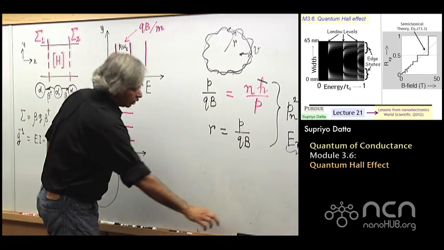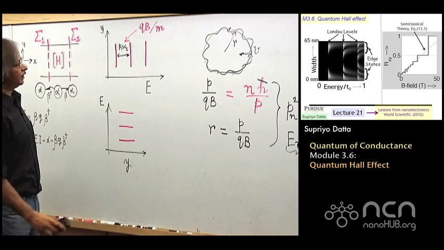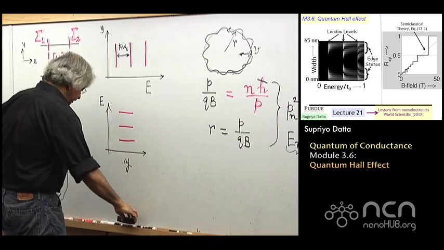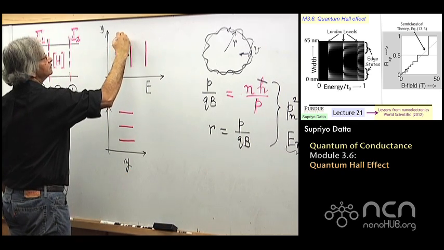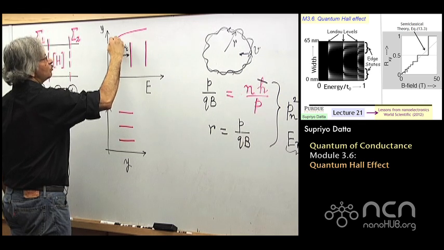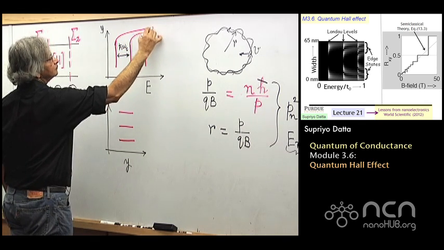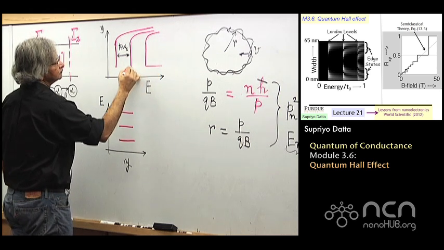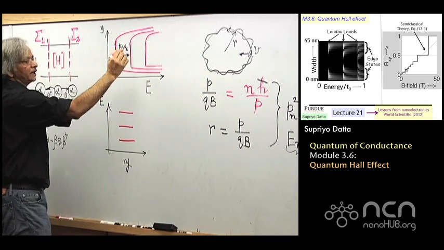Now the next thing you'll notice, if you look at this density of states carefully, is that if you go near the edges, actually these levels sort of curve up. So what I mean is these white streaks curve up like so. And let's do the same here at the two edges.